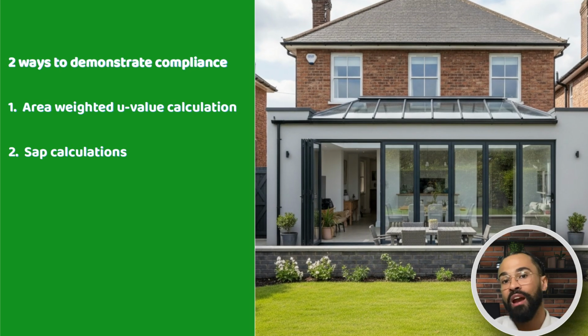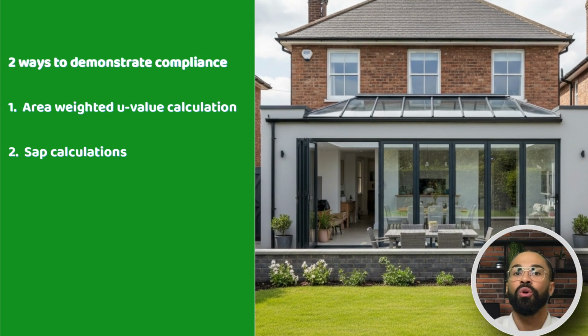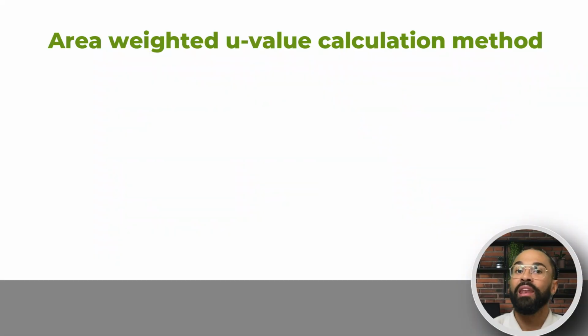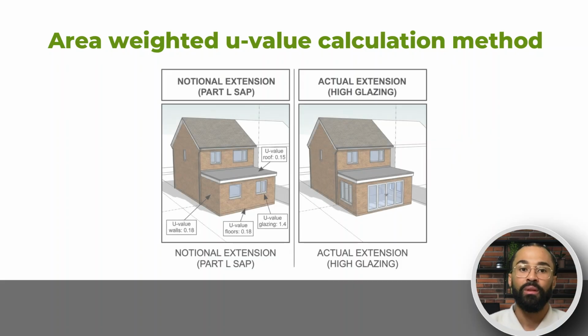Luckily, the building regulations offer two options to demonstrate compliance in a different way. These are either using the area weighted U-value calculation or SAP calculations. So now let's look at the area weighted U-value calculation method. This is where the heat losses of the actual or proposed extension is compared to a notional extension.